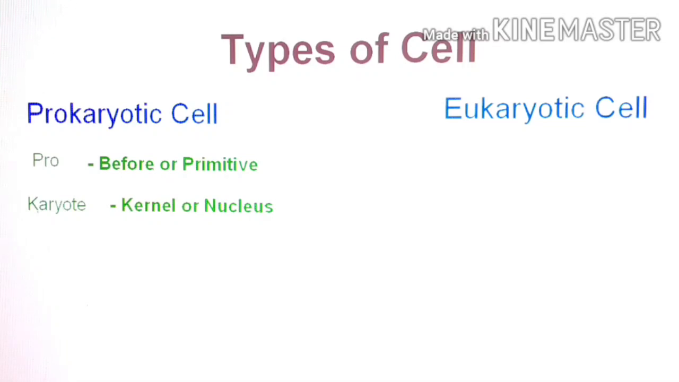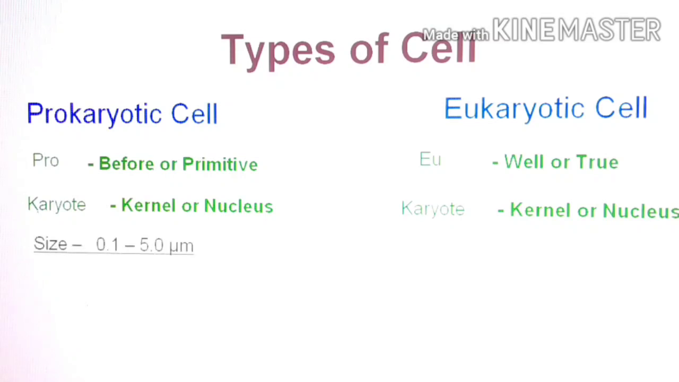Now, eu means well or true, means fully developed. And karyote means kernel or nucleus, means the well developed nucleus, that is called the eukaryotic cell. The well developed nucleus is found in the eukaryotic cells. And the size of the cells also differs. In the prokaryotic cell, the size is very small, about 0.125 micrometer.